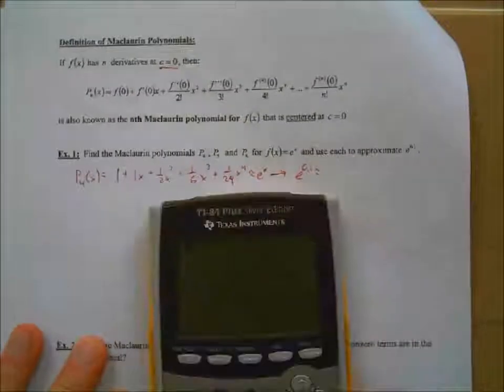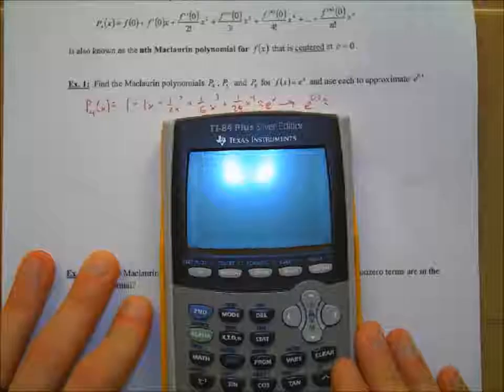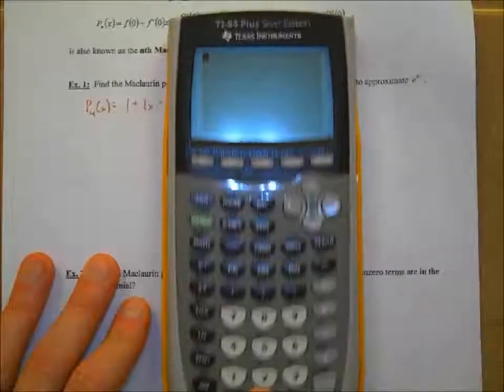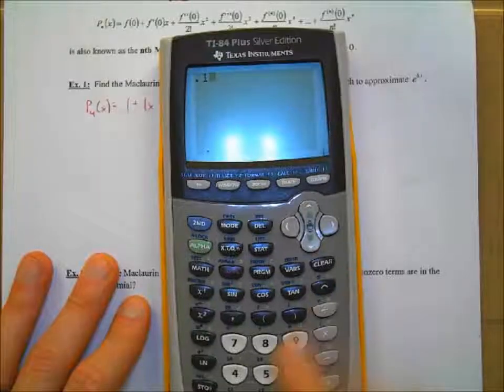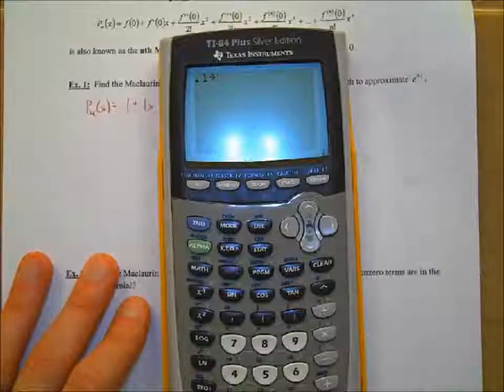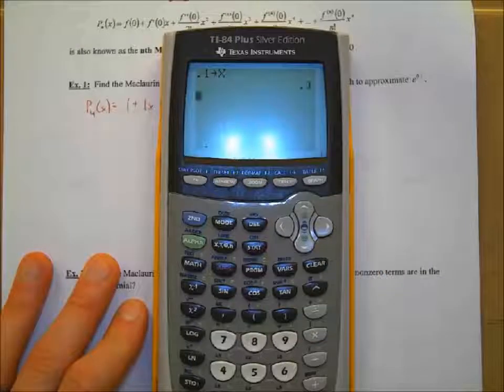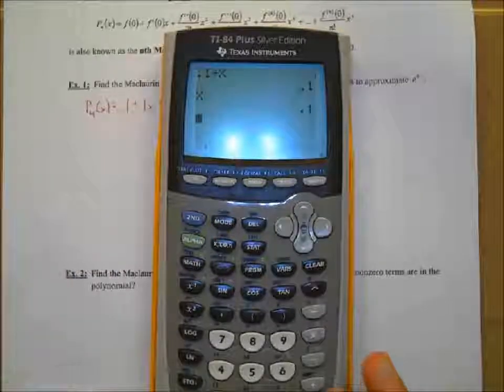Okay, so my recommendation, I don't want to keep typing 0.1 over and over again, so I'm going to store 0.1 in my calculator. So just type 0.1, and then store, the Store button right above the On button there, and then X, and then hit enter. And so now anytime I use X, it's going to be 0.1 on my home screen.